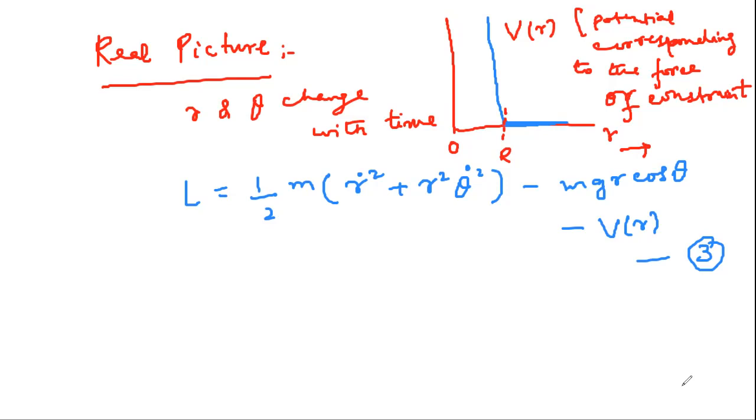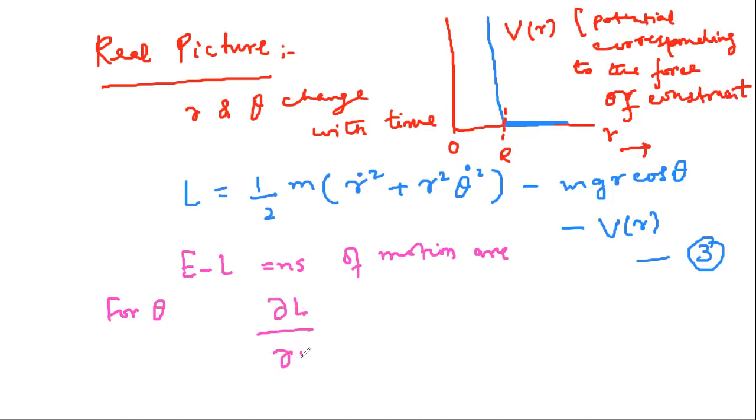Now we want to find the equations of motion, taking this Lagrangian into consideration. So now we have two variables, one is theta and second is r. So let me write now the Euler-Lagrange equations of motion. First I will write for theta. For theta, I have to do dou L by dou theta dot.